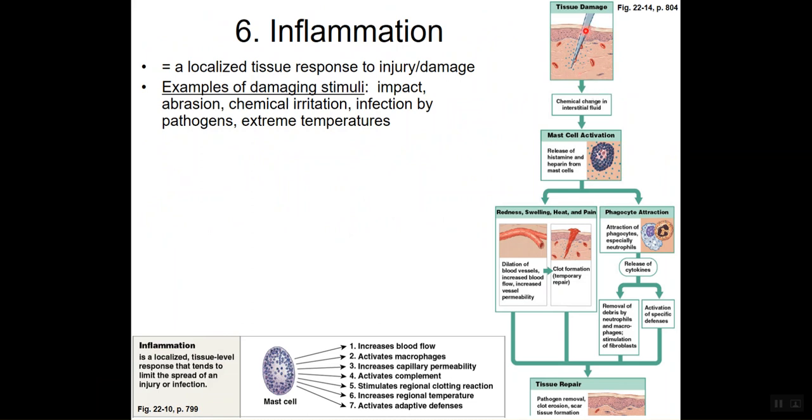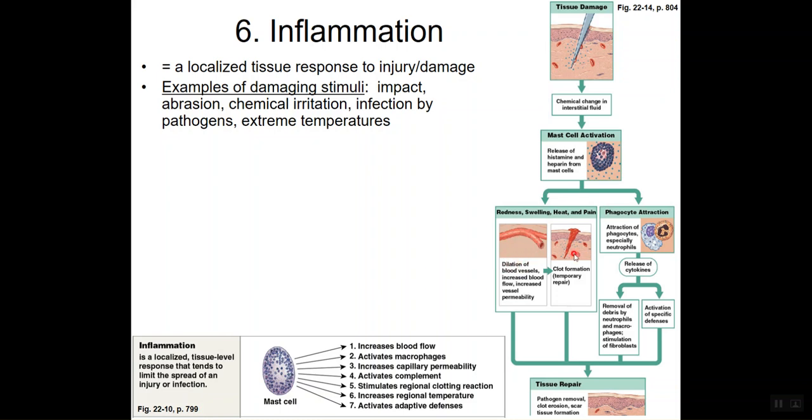You get the damage, you release histamine. Mast cells, remember, are basically just like basophils that are out in the tissues. They're filled with little granules that contain histamine and heparin. So that histamine is the most powerful pro-inflammatory chemical. It's that histamine that's going to cause your vasodilation and your increased vessel permeability.